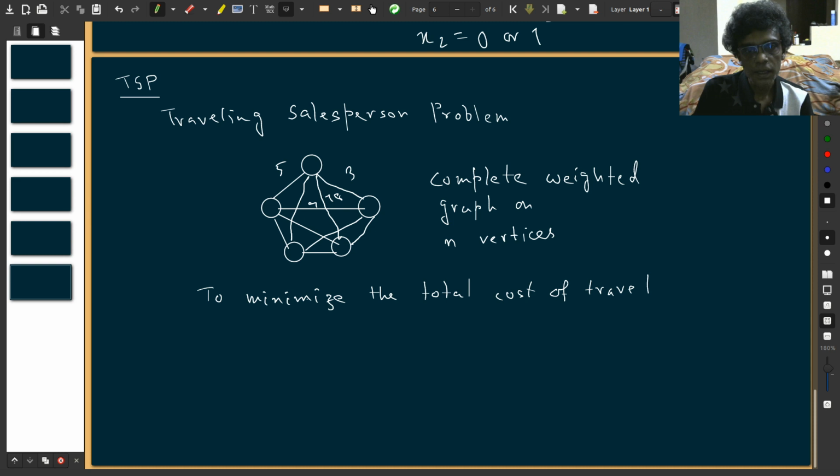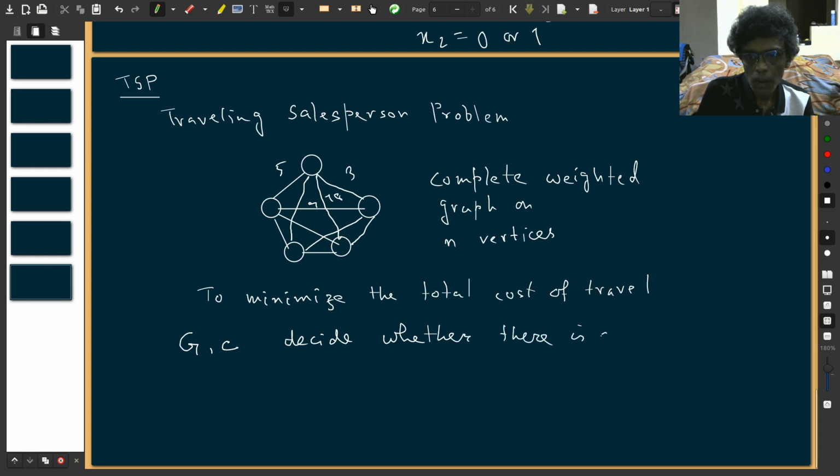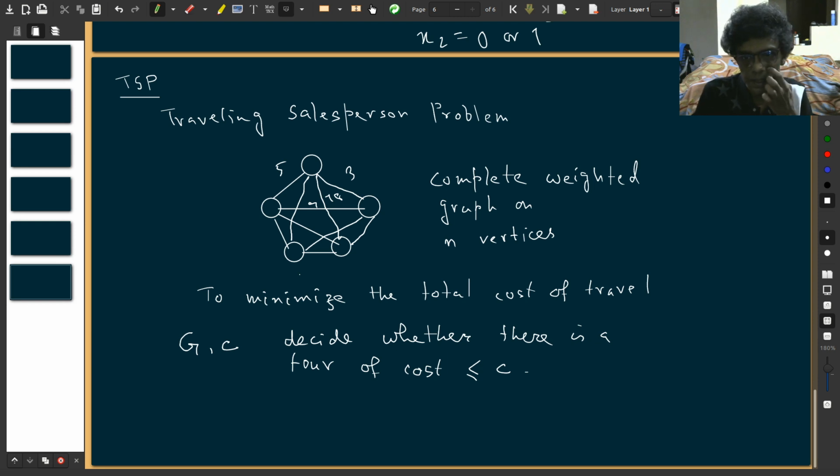Again, you see that this is an optimization problem, a minimization problem. So this decision version is something like that. Given G and some cost C, decide whether there is a tour of cost less than or equal to C. A complete tour, which visits all the cities once and only once and eventually comes back. Decide whether there is a tour of cost less than or equal to C.